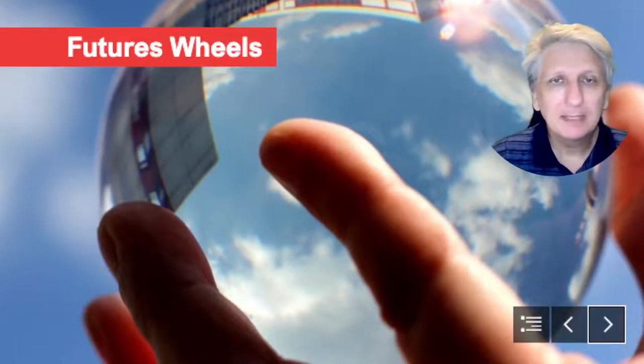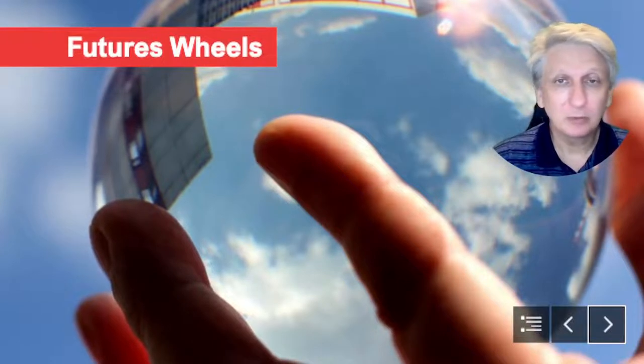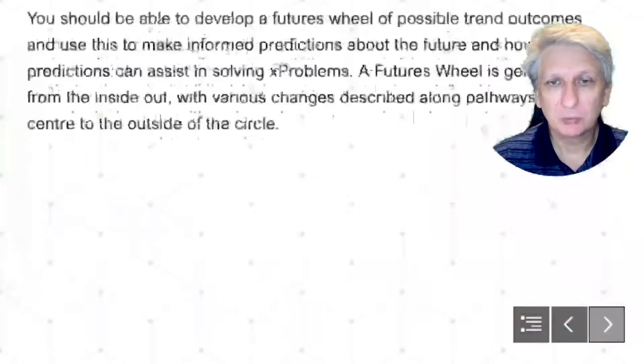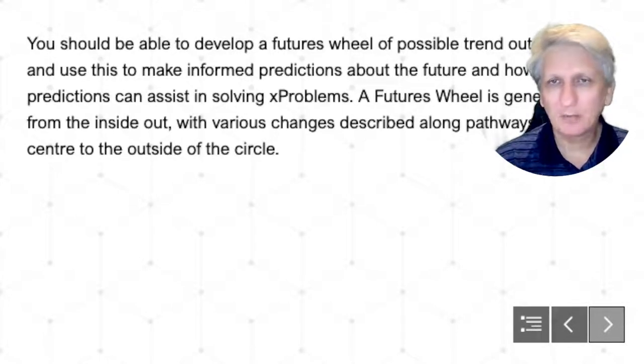So one of the first techniques we can use to try to get a grip of all the different complexities around various problems and start making our way towards developing these X solutions and moonshot thinking approaches is to develop what's called a futures wheel. Now you will need to do this for your assessment task. And the way we approach doing a futures wheel is that we start looking at the various trends and outcomes that may eventuate from our existing understanding of problems.